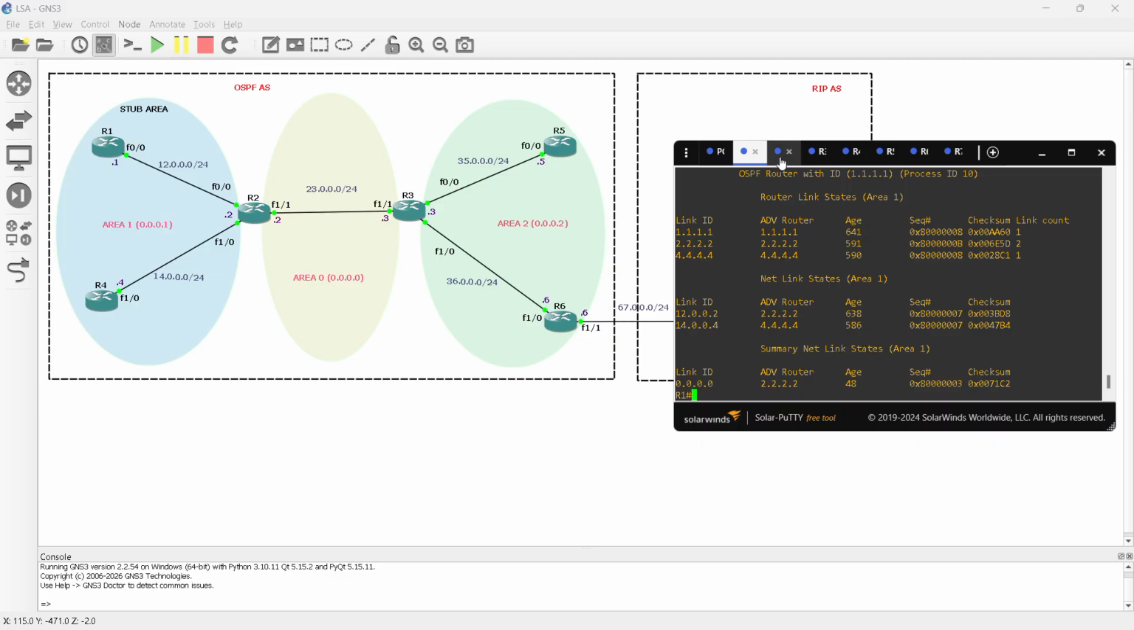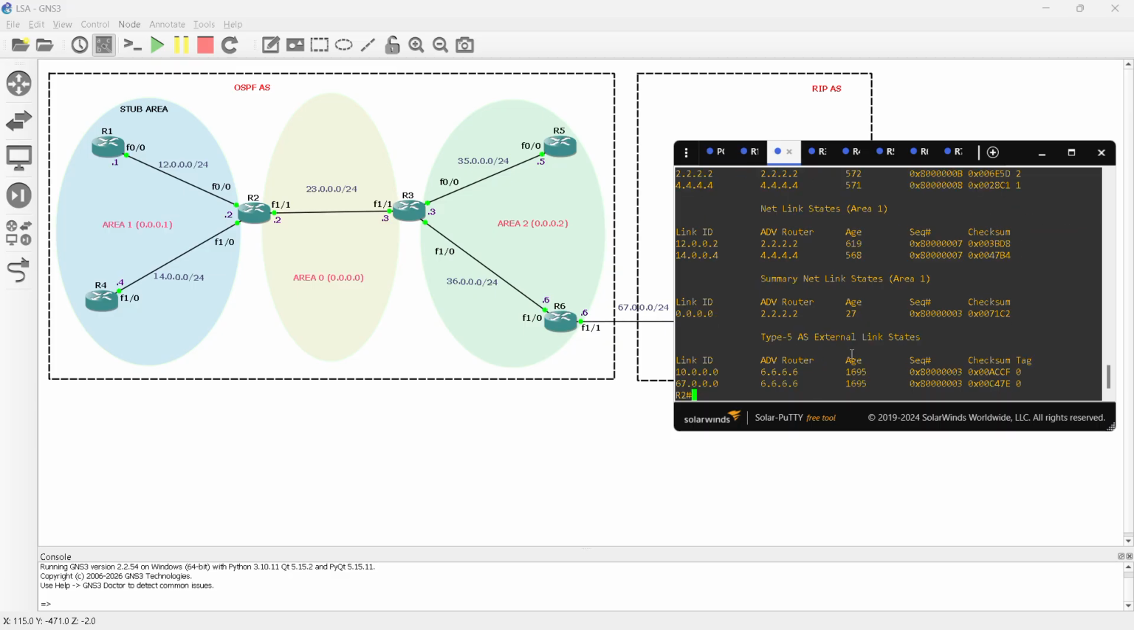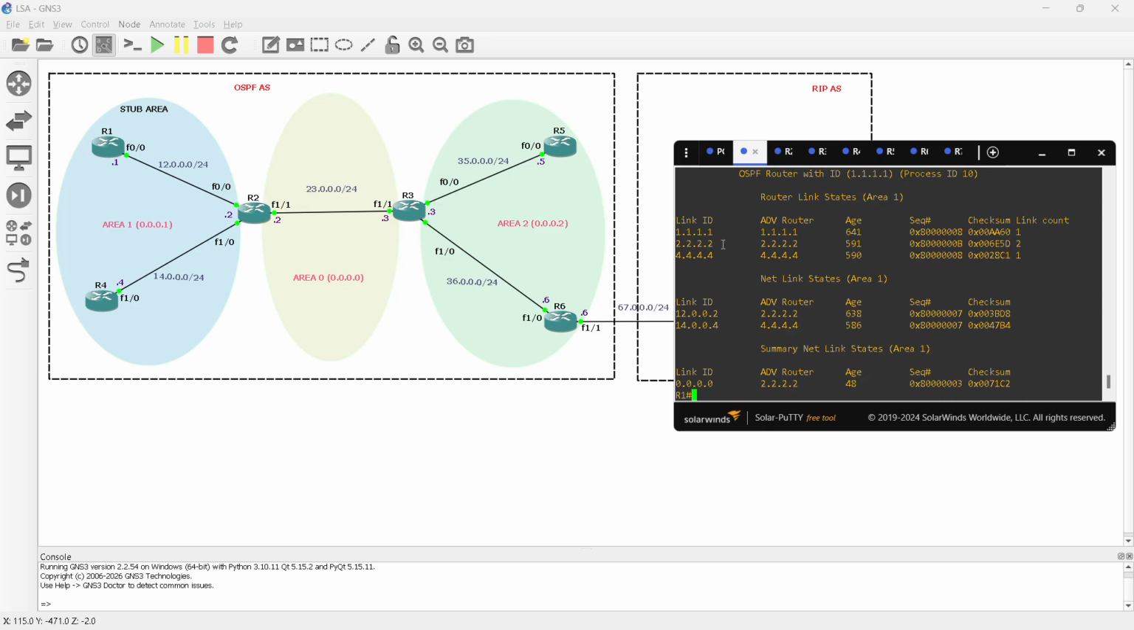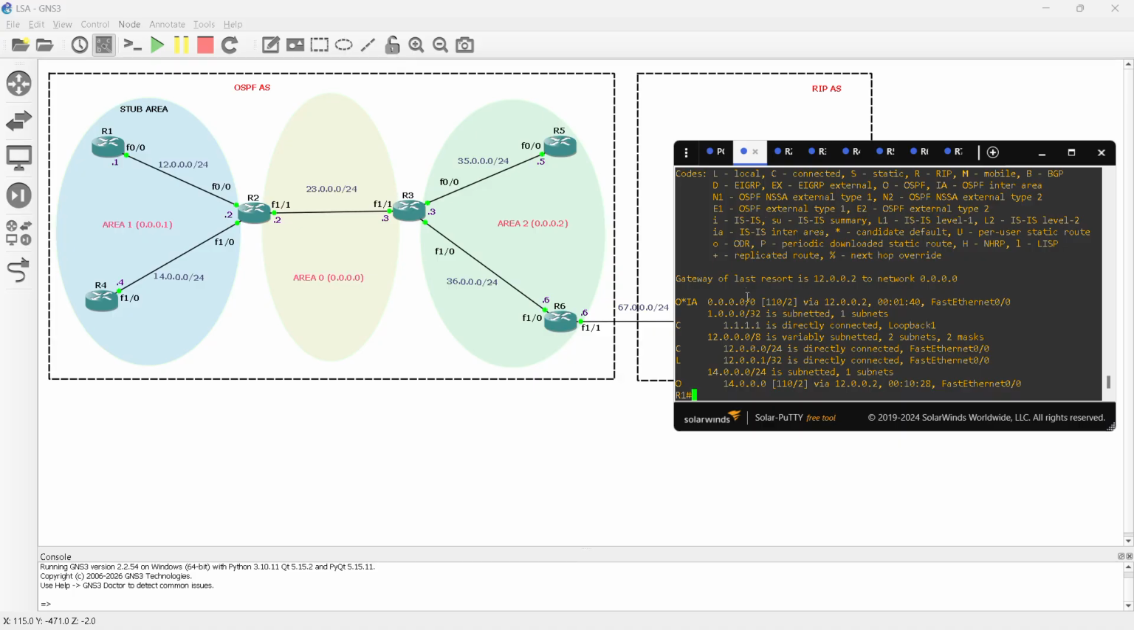And if we also go to R2, we'll see that for area 1, it is generating just one network summary LSA, as you can see here in area 1. And also, if you go and check our show ip route, we only have information about the within-area networks like 12 and 14, but we do not have any information about any other outside network. For outside networks, we are just given our default route.